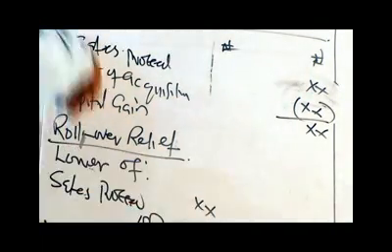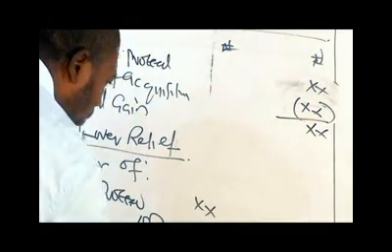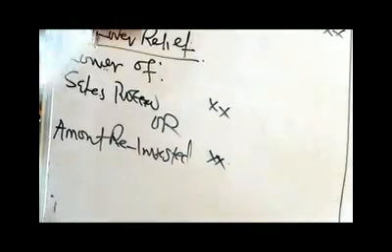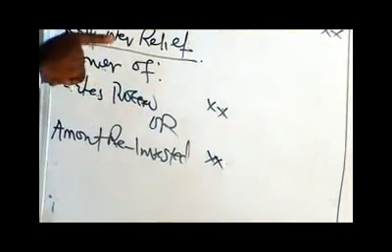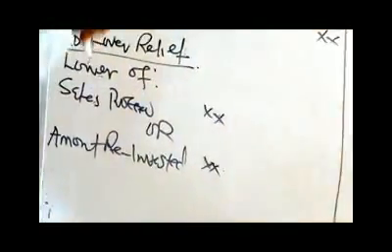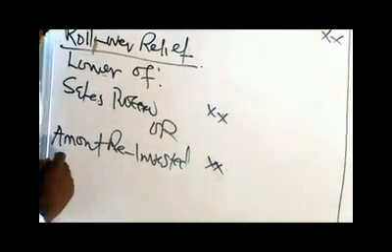Because remember, you have used the money to buy a new asset. So now we want to know between the sales proceeds and the amount you invested to buy the new asset, which one is lower? Whichever is lower between the sales proceeds and the cost of acquisition of the new asset, you are going to pick it.